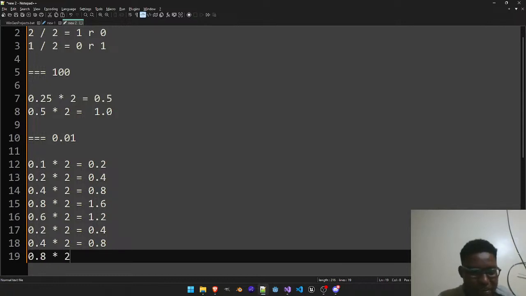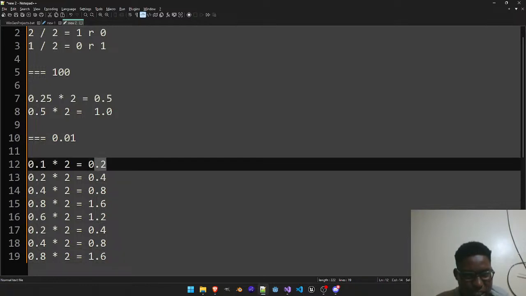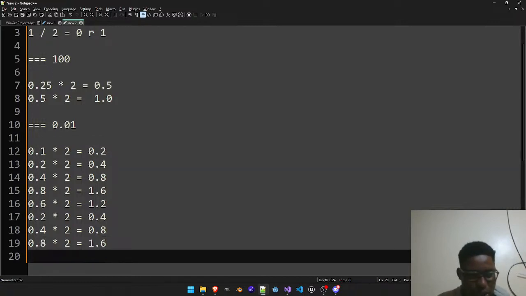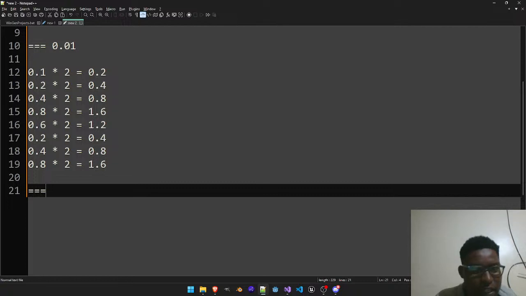I don't know if you have noticed something that's going on here. We've started repeating our values. 0.2, and now we are repeating. So if we continue here, it will just continue being 0, 0, 0, 1, 1, 0, 0, 1, 1, and so on and so forth. So just a repeating sequence here. I'm guessing this is where the issue comes in. I would like to believe so.